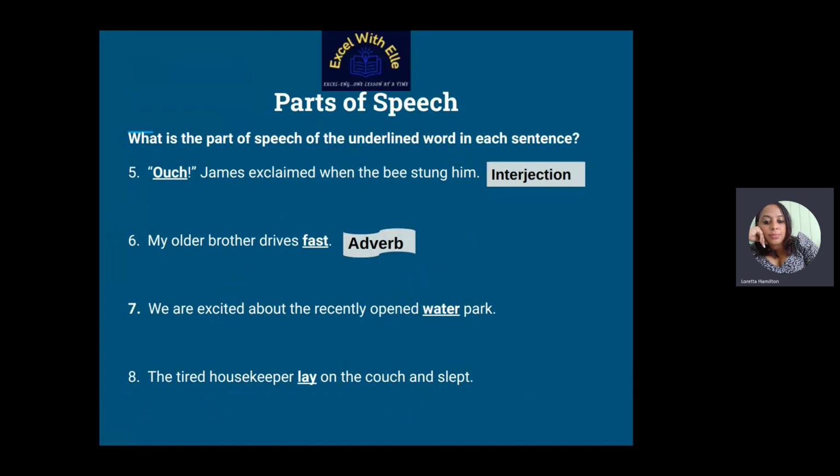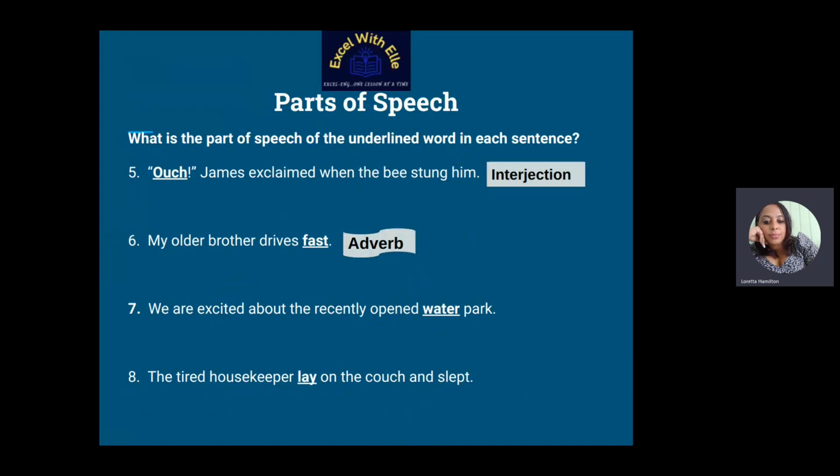Number 7, we are excited about the recently opened water park. Our focus word here, water. First thing you must do, decide on the function of the word, then we move from there. Now, I know some persons might be tempted to say, oh, water is a thing. It's a thing that we drink. It names something, therefore it's a noun. It is not a noun in this case.